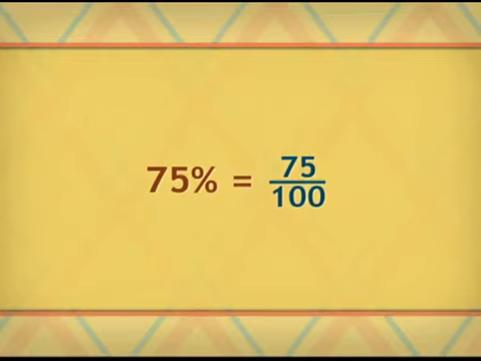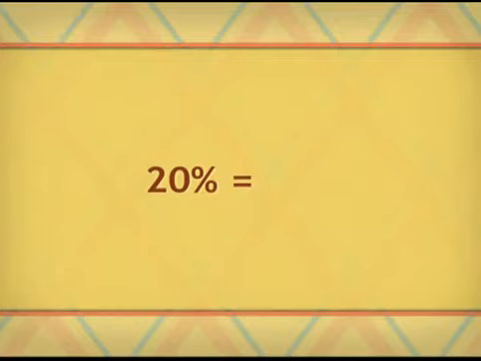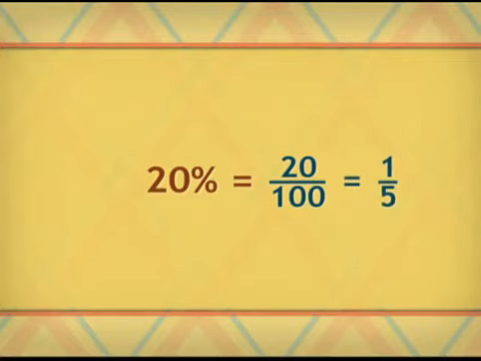Next, we have 20%. What will the ratio form be? It's going to be 20 100ths. And since 20 and 100 can both be divided by 20, we know it's not in lowest terms yet. 20 divided by 20 is 1. 100 divided by 20 is 5. So in lowest terms, it's 1/5.